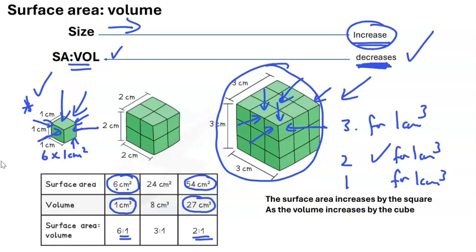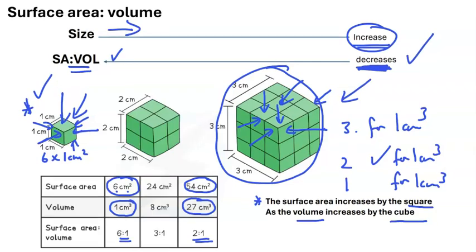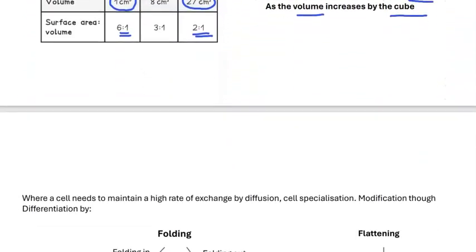Just before we leave this point, we can actually express this in words where we can say that the surface area increases by the square of the length, but the volume increases by the cube. And this is what creates the compromised position for getting larger.